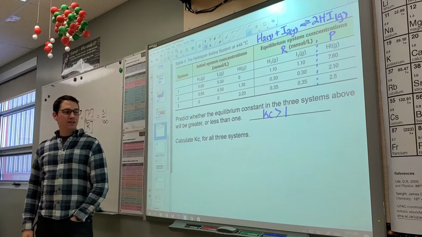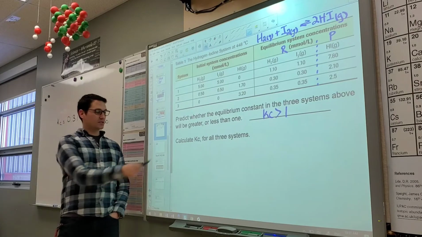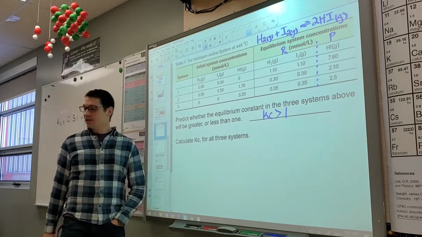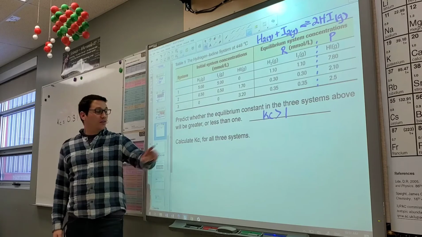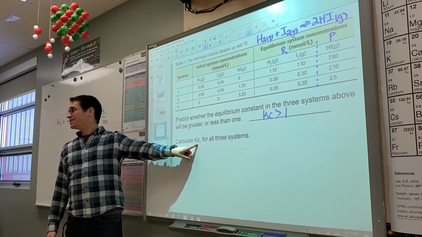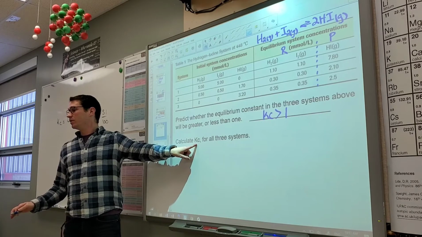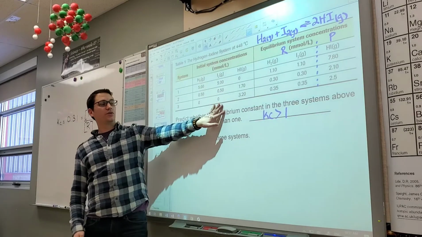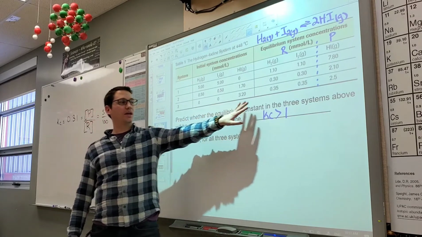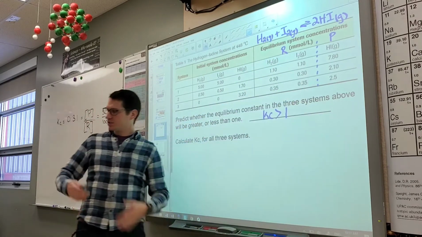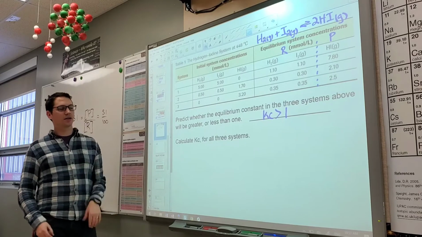Let's calculate the Kc for all 3 systems. Now, what I want to be very clear on is the equilibrium constant. You only care about the concentrations at equilibrium. We don't care about the initial concentrations at all. We only care about equilibrium. So just keep that in the back of your mind when we're calculating Kc.